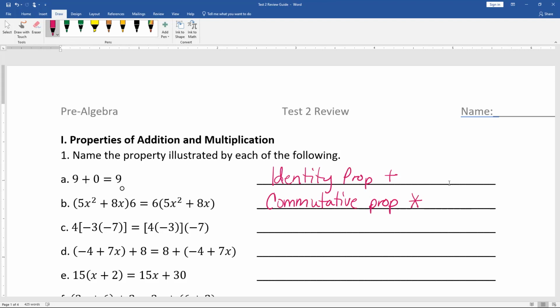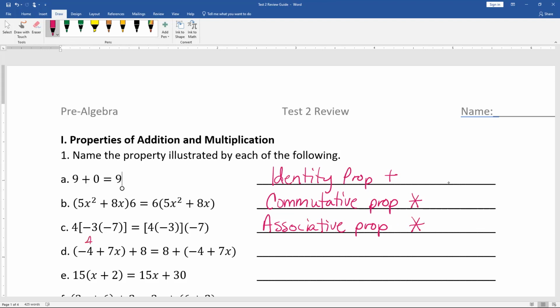Associative. So remember, you know whether it's associative if you look at it and the numbers are in the same order. So this is 4, 3, and 7. On this side, it's still 4, 3, and 7, but we have changed the order of operation. So this is the associative property of what? Right, this is all multiplication. So the associative property of multiplication. All right, what about D?